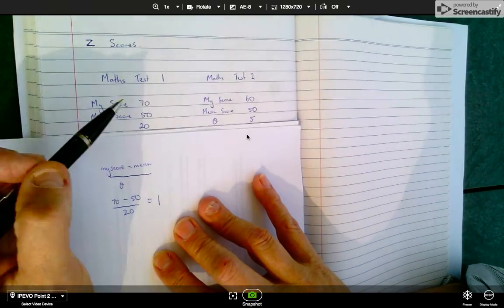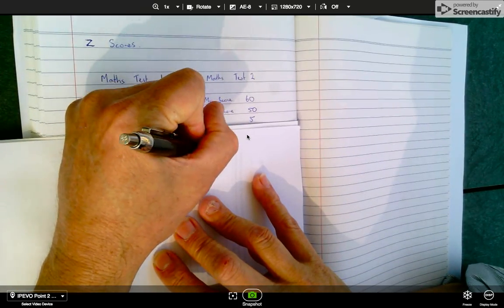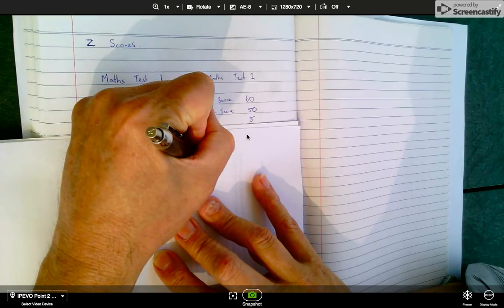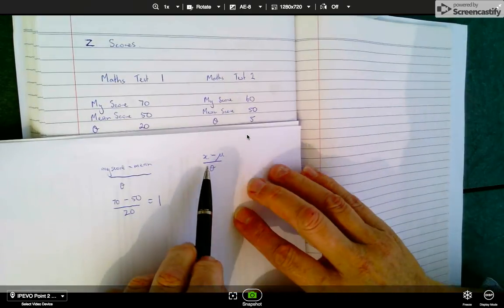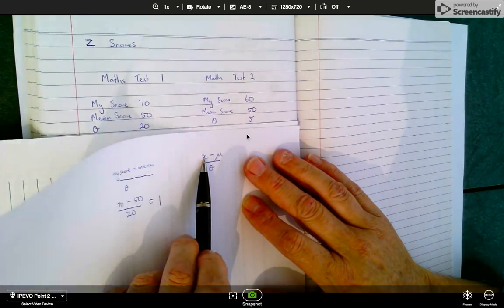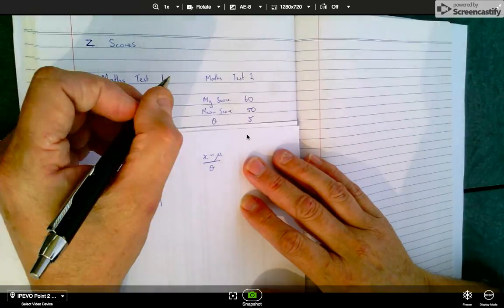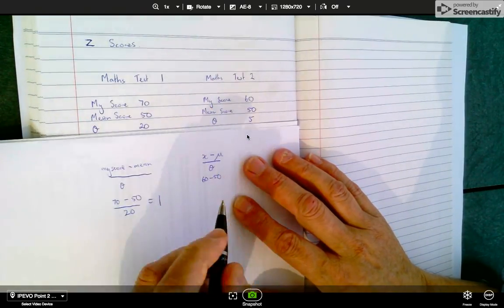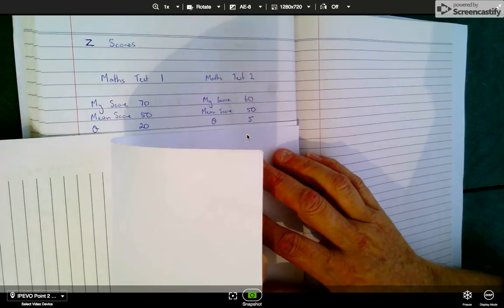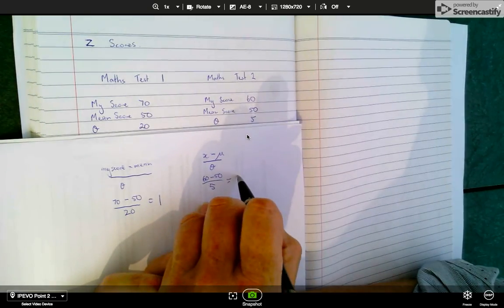Now, in the second test, it is my score, or the data point, minus the mean over the standard deviation. That's the formula that we see Alan using all the time: the score minus the mean divided by the standard deviation. So in this case, my score was 60 minus the average of 50, divided by the standard deviation of 5. So my Z-score is 2.